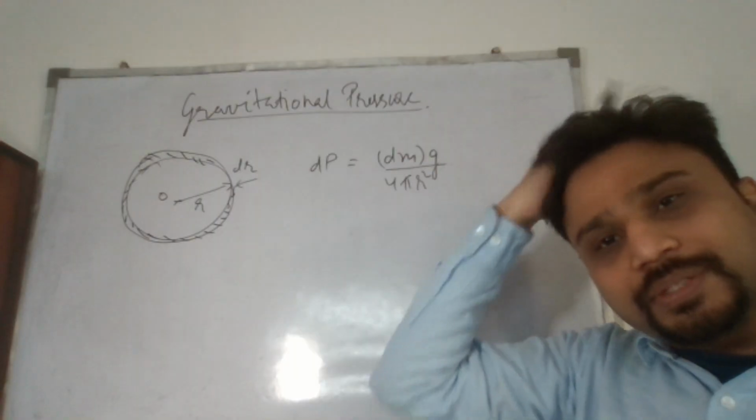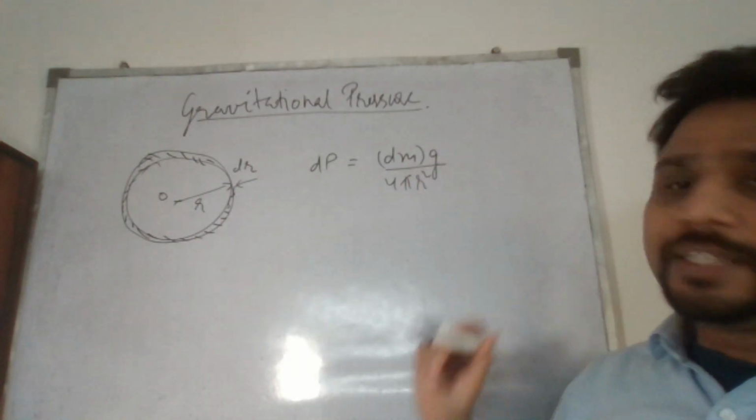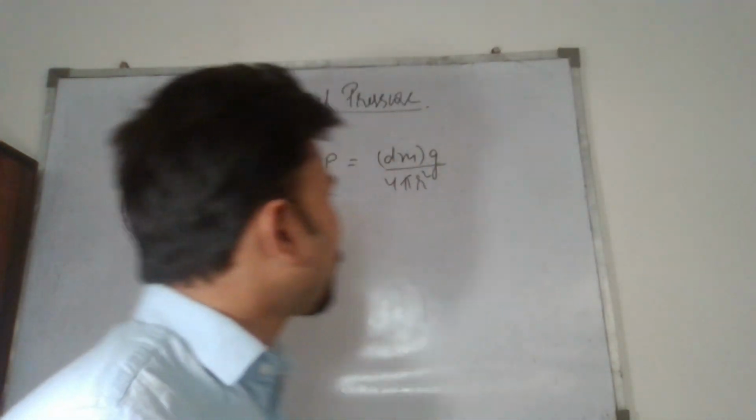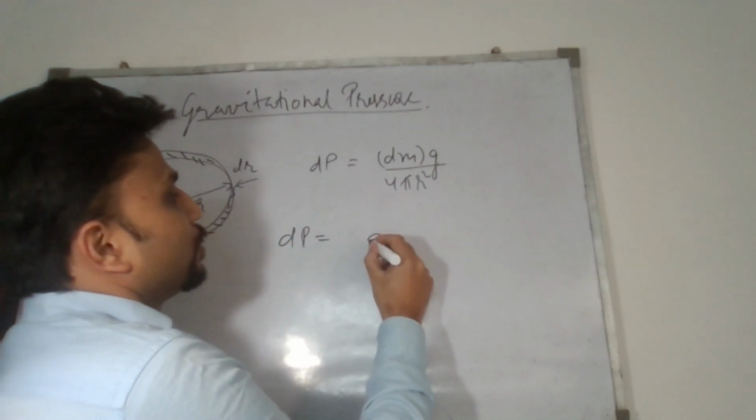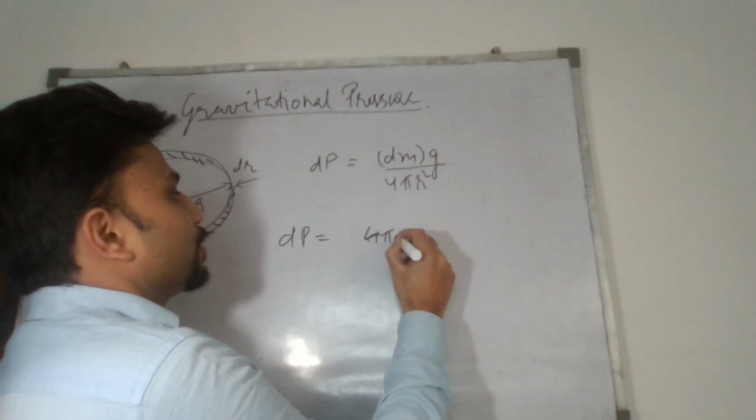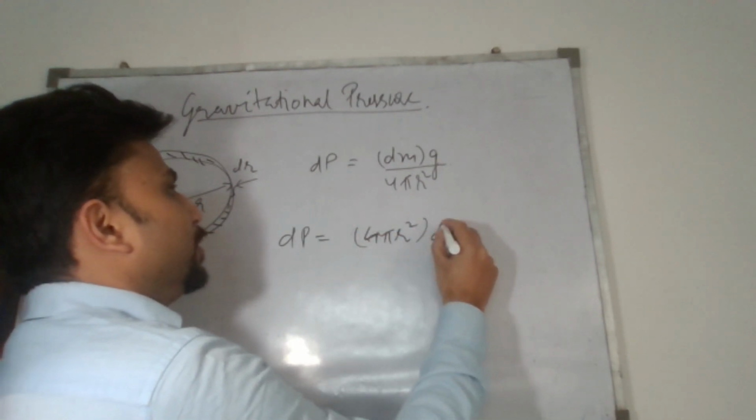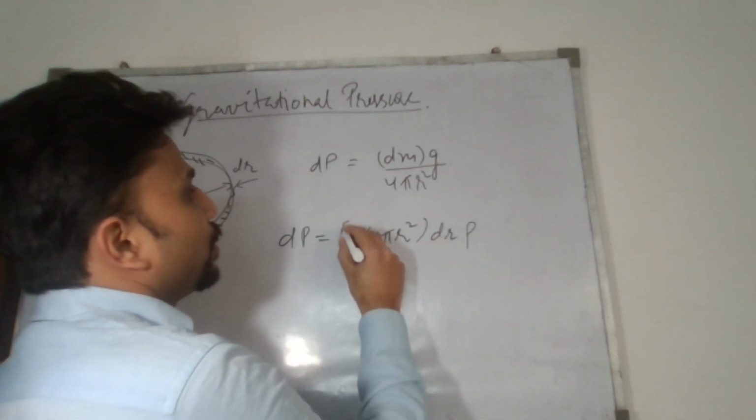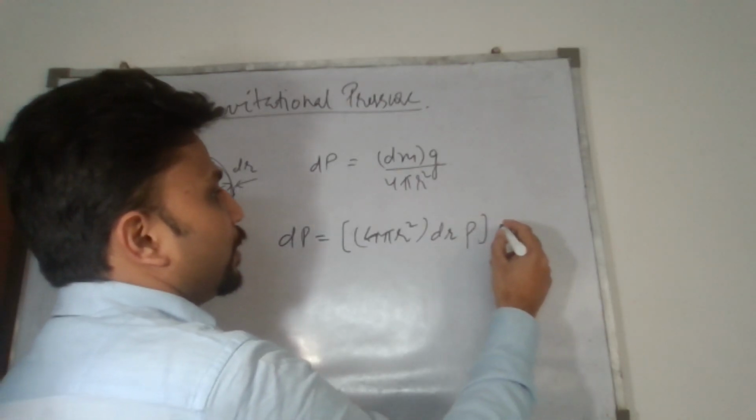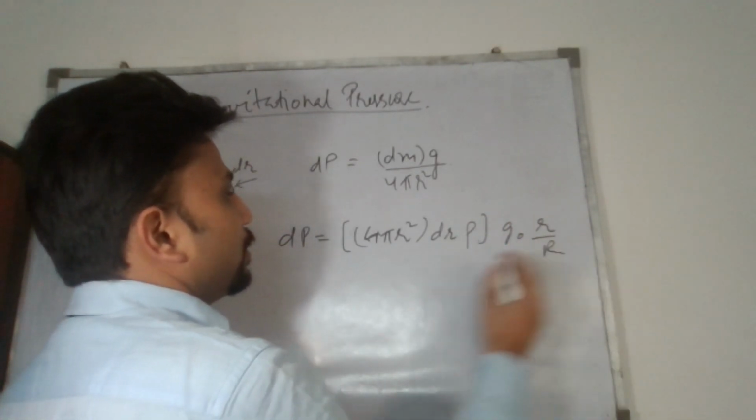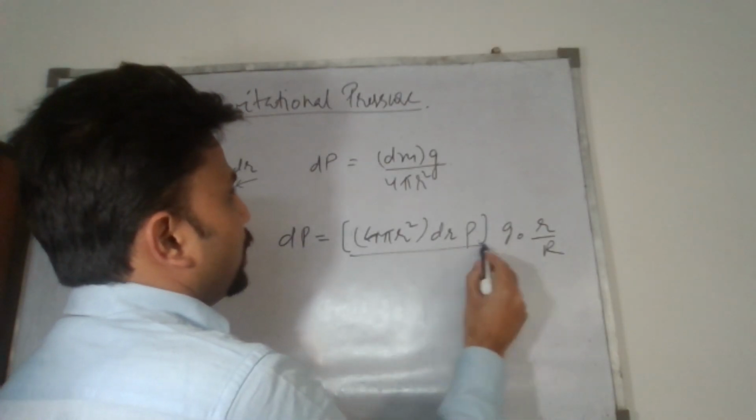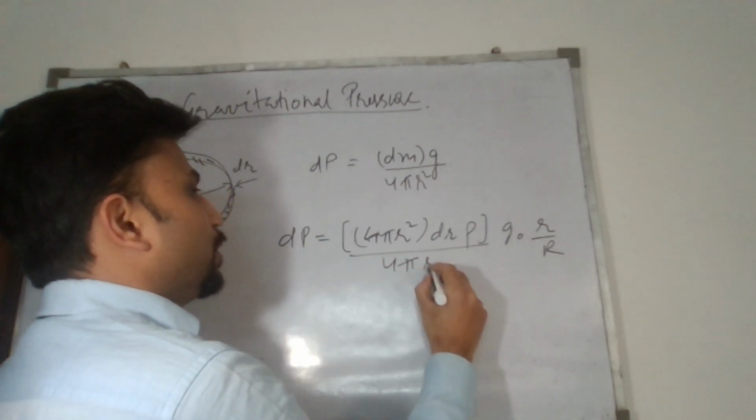So all we have to do is put the value of g and integrate this. So this is 4 pi r square into dr into rho into g naught into small r by capital R, divided by 4 pi r square.